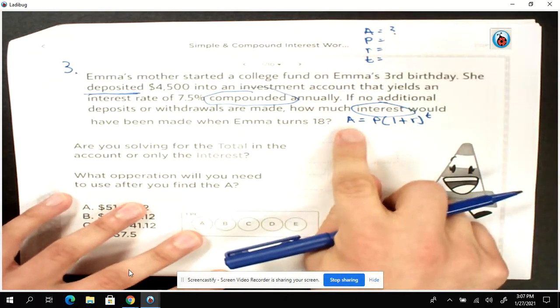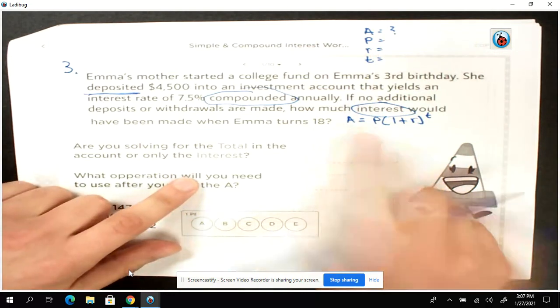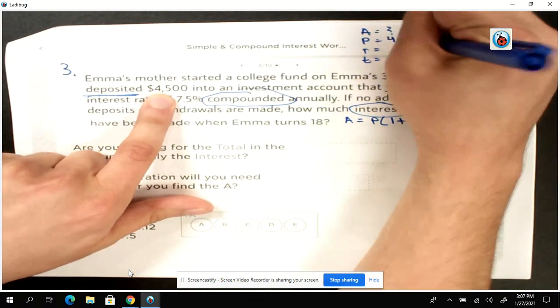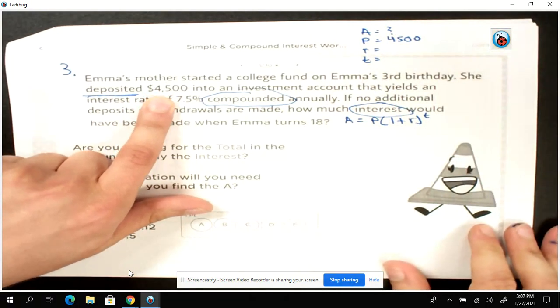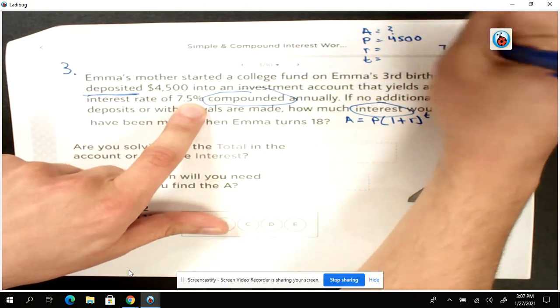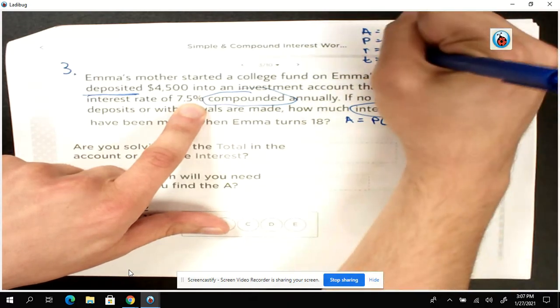We have to find the total first. We want to find the interest. Our P, so deposited, so P is going to be our 4,500. Our R, remember, is expressed as a percent. However, we need to move that decimal point over 2 times and get 0.075.